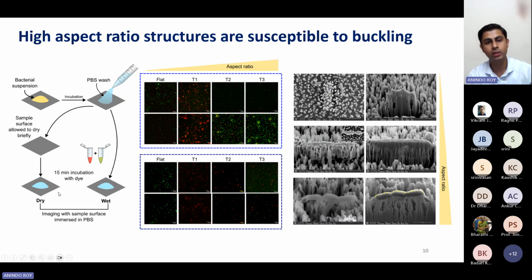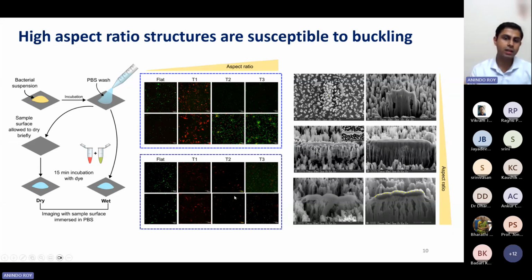So if we do this, what we noticed was, in both cases, this is the wet condition where the sample substrate is wet throughout, and this is the dry condition where they have been allowed to dry very briefly. There are two key observations. First, as the aspect ratio of the nanostructures increases, less and less bacteria die, as is expected. And also, when the sample substrate is allowed to dry very briefly, the killing efficiencies for all the surfaces get enhanced significantly, although the effect of aspect ratio is still maintained.